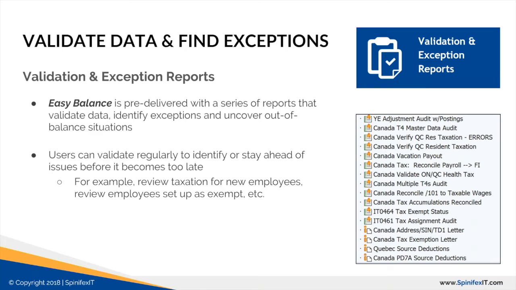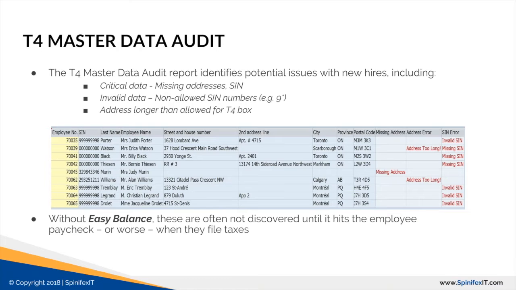So let's look at this example of the kind of master data auditing you can do. This is that T4 master data audit. It allows you to find employees who have missing or invalid data. Obviously that kind of data could affect your paycheck results as well as what goes on at year end. For example, on here, we have audits for employees who are missing or have invalid social insurance numbers. We also check for employees who have addresses that are too long, in terms of the number of characters allowed on the T4.